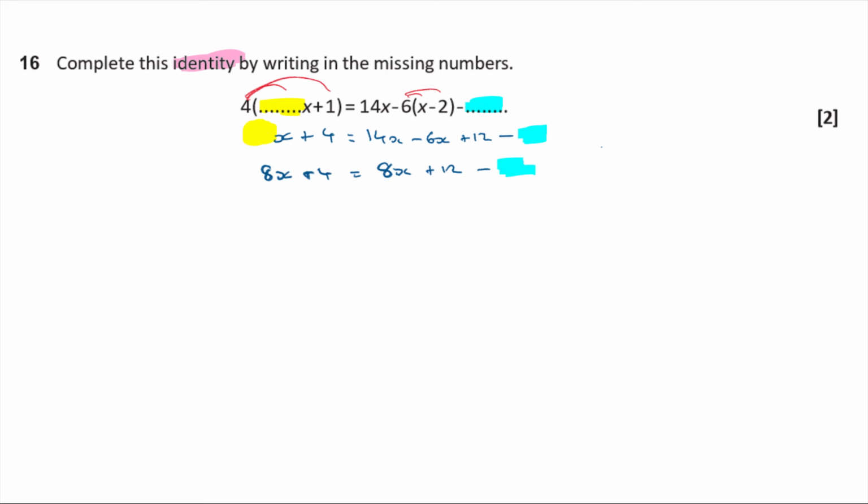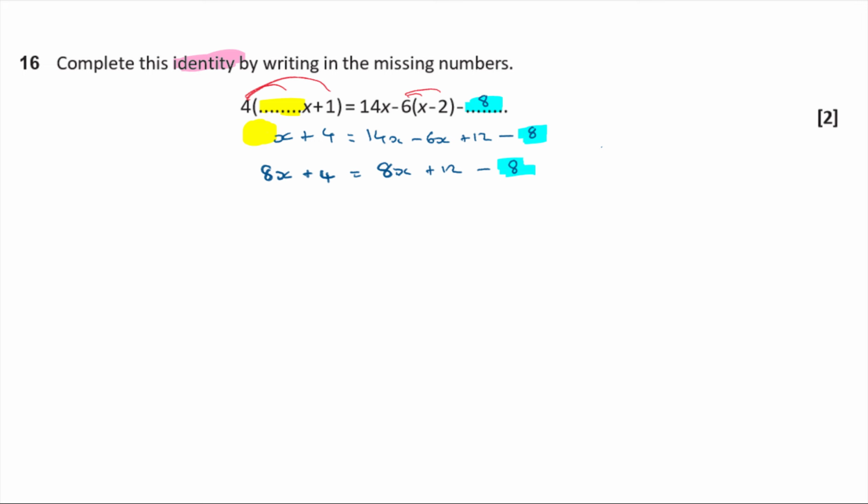So on the other side, the thing I take away from 12 needs to get me down to 4, so it matches with the 4 on the other side, mustn't it? So 12 take away what is 4? Well, it's 12 take away 8, isn't it? So that mystery number there is 8. So that means that's 8, which means that's 8. So it must have had a mystery number of 8 on the end.